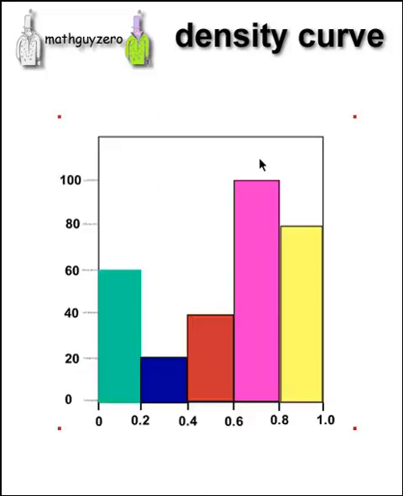So for example, if you wanted to find out what percent of the random variables fell between 0.6 and 0.8, you would take this area of the pink one. It would be 100 height times 0.2. That would be your numerator, and then you would have to sum up the area of each one of these rectangles, add them all together. That would be your denominator. That turns it into a density curve. That's all you have to do for that.